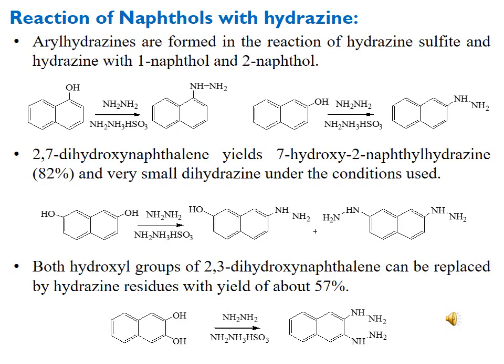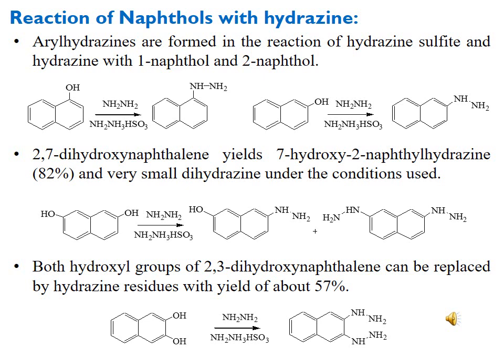In the last lectures we discussed the conversion of naphthols into primary amines by reaction with ammonia, and into secondary amines with alkyl amine or aryl amine. Today we are going to discuss the reaction of naphthols with hydrazine, first simple hydrazine, and then substituted hydrazine. With simple hydrazine, the reactions occur in similar conditions to those of ammonia. A mixture of hydrazine and hydrazine sulfite is used as reactant to convert alpha naphthol and also beta naphthol into the corresponding naphthyl hydrazine.